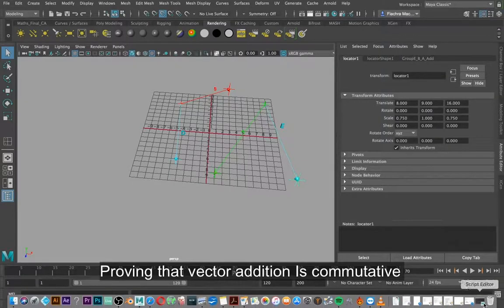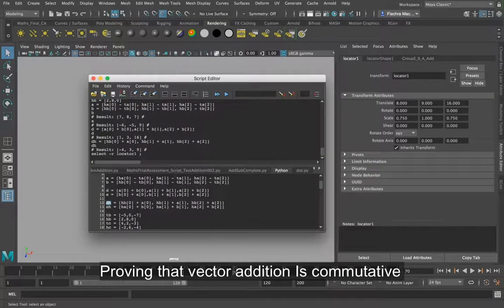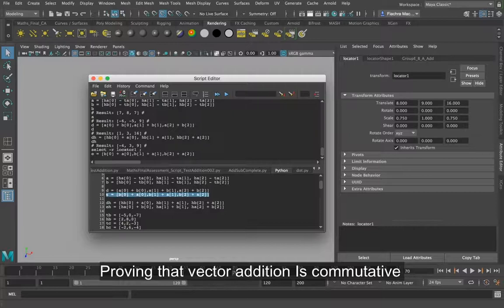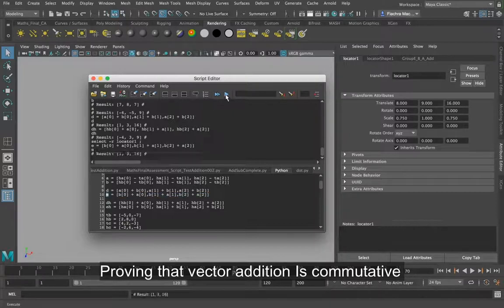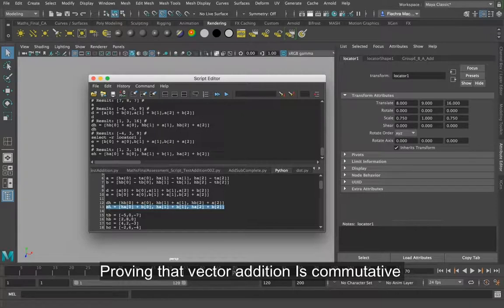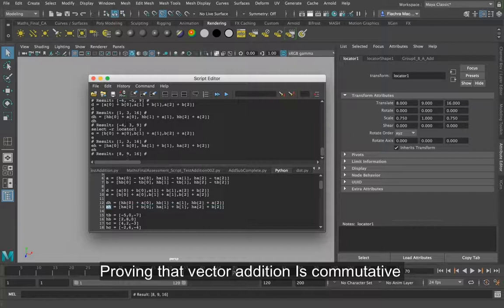We then can get up our script editor, and we have obviously run both of these. But we can now run E, so that'll give us that, and then to get the exact coordinates, we run this bit of code here, and the result is 8, 9, and 16. So that is addition, to add two vectors together.